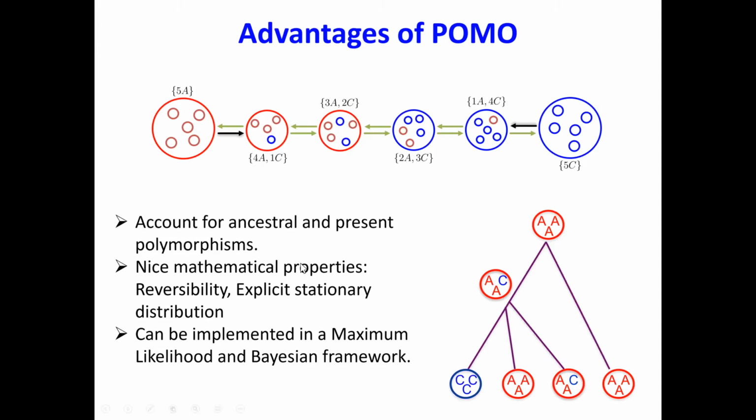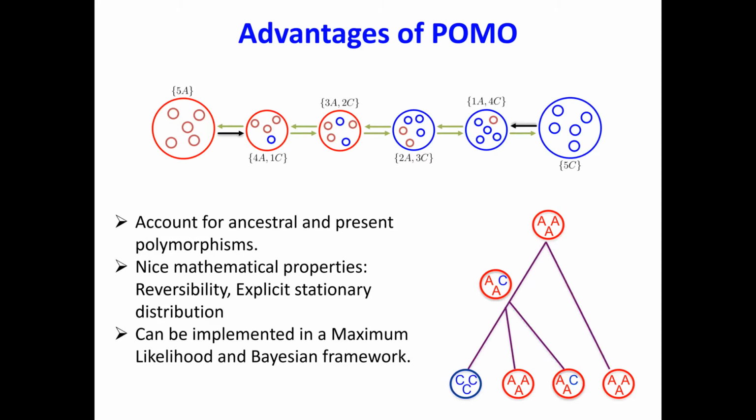So the advantages of POMO are really that we now account for the ancestral and the present polymorphisms. There are many nice mathematical properties. The model is reversible. We can write down an explicit stationary distribution, and it can be implemented in a maximum likelihood or in a Bayesian framework. We had this a couple of times already in the workshop. So once you have a probabilistic model of sequence evolution, you can use them in both frameworks, because for both frameworks you actually would need the likelihood.